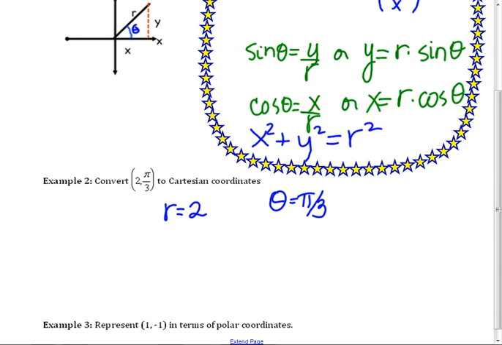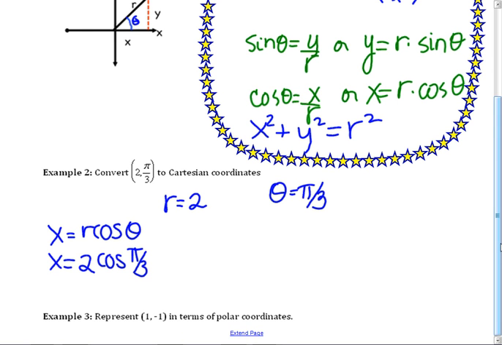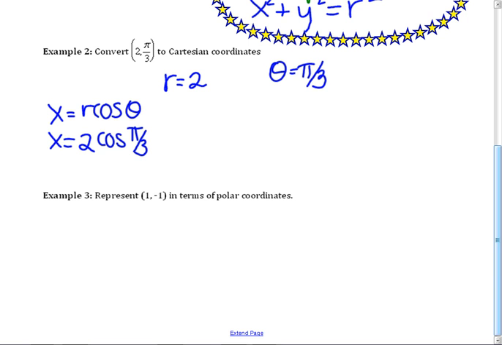Okay, so I want to find x and y. So x is equal to r cosine theta. So x is equal to 2 times the cosine of pi over 3. And Justin, what's the cosine of pi over 3? Yeah, we have to know this. You know what I do? Because I never remember either. Here's a 60-degree angle, here's 30. Pi over 3 is 60, so it's 1/2.